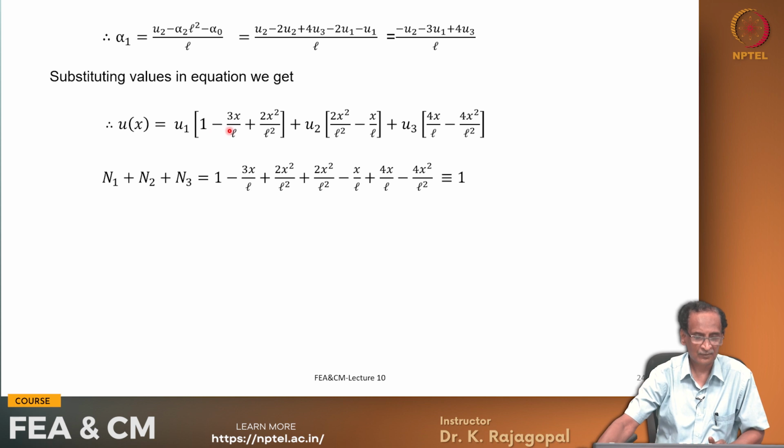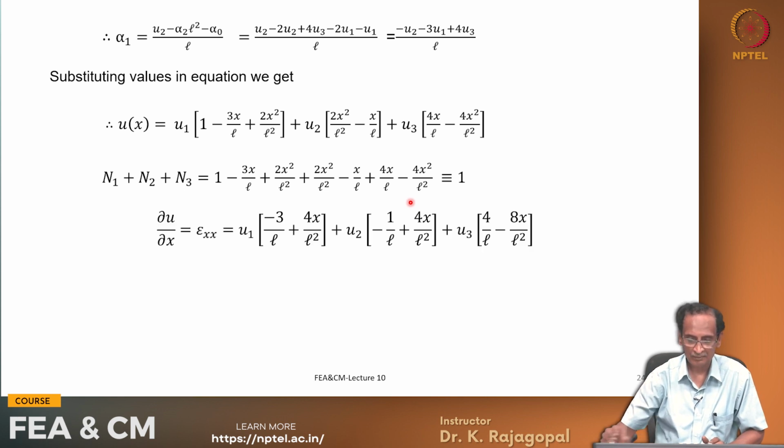Our N1 is 1 minus 3x by L plus 2x square by L square, N2 is 2x square by L square minus x by L, N3 is 4x by L minus 4x square by L square. And if you add up all the shape functions N1 plus N2 plus N3, that should come as 1, and that is indeed 1. If you add up all the terms, you get 1.